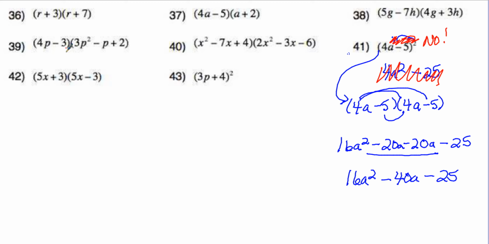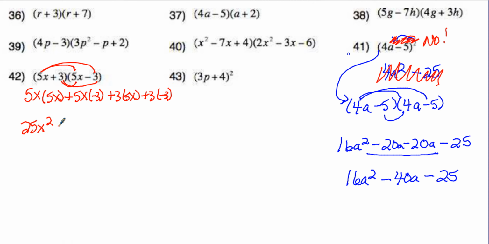And 42 is already done out for us. So I'm going to go ahead and do again the distributive method. So I'll write it out this time too. So 5x times 5x, then 5x times negative 3, so plus 5x times negative 3. And then plus 3 times 5x, and then 3 times 3, plus 3 times negative 3. And I get 25x squared minus 15x plus 15x minus 9.